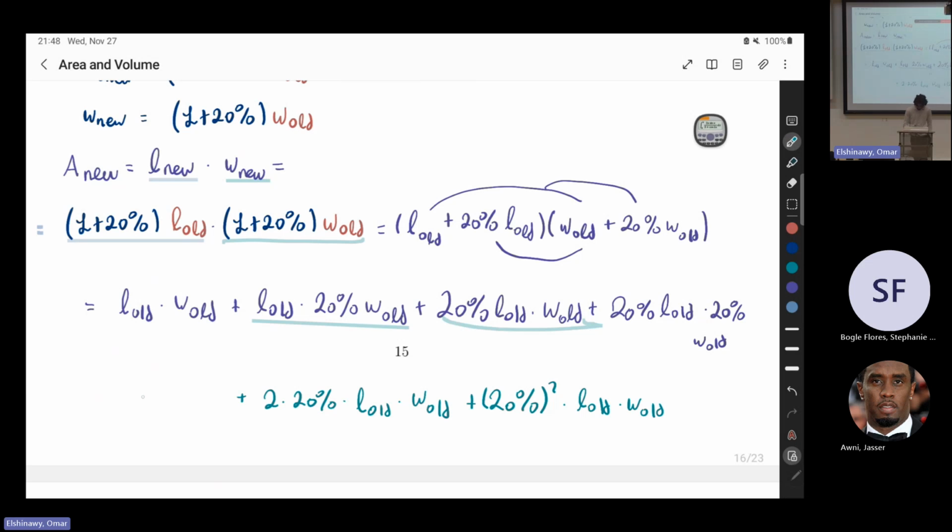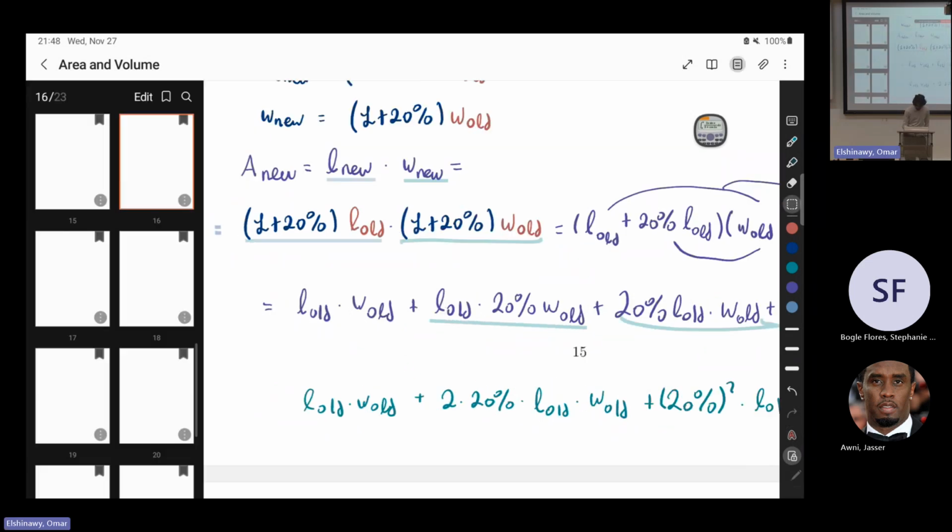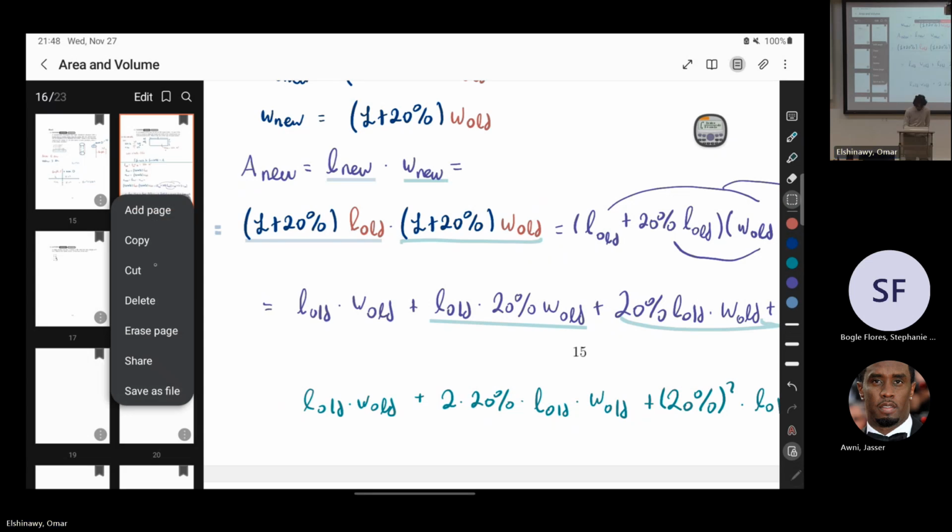Why doesn't it cancel? Nothing needs to cancel out. Now all of them have an L old and a W old factor. Maybe I should have even left these ones out. Precisely, this is what I should have done.